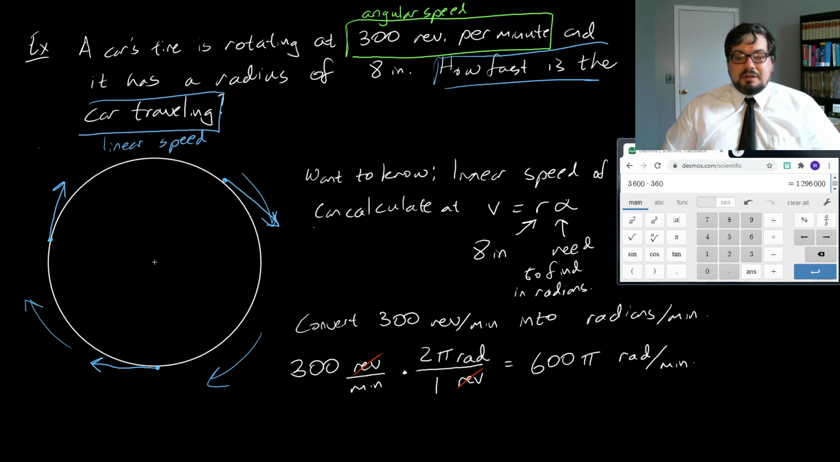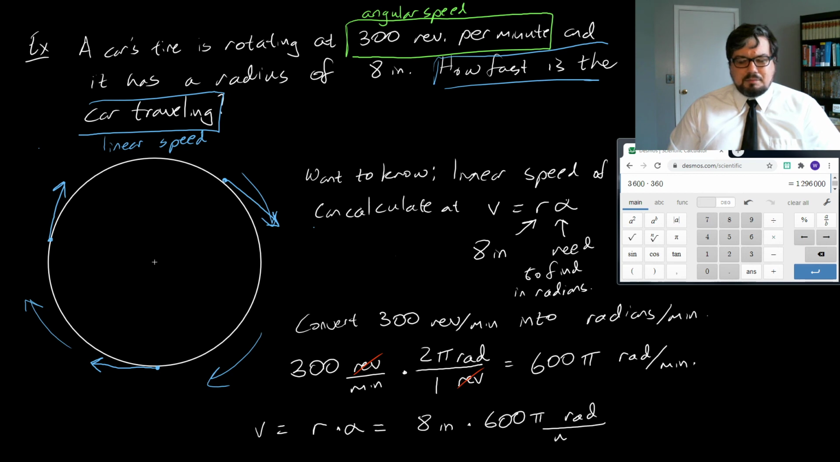All right, well now we're good, because now we know that the linear velocity is equal to the radius times the angular velocity. So that's going to give us 8 inches times 600 pi radians per minute. And that's going to leave us with 6 times 8 is 48, so that'll be 4,800 pi.